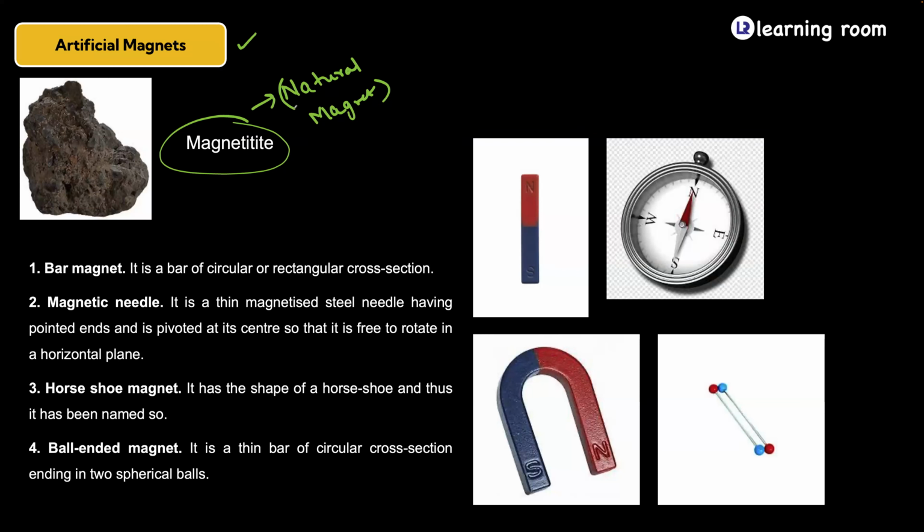Are you able to understand? So this is not a natural magnet, but it is a magnetic substance. There is a difference. What is a magnet? A magnet is something which can exhibit magnetism, but magnetic substances are the ones which can have magnetism induced within them.